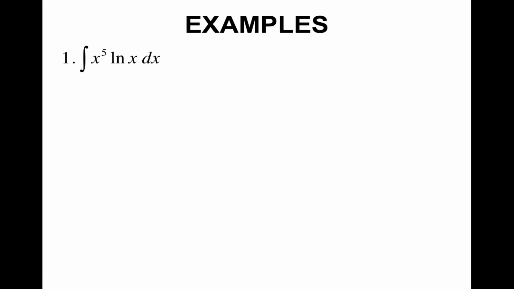Now for the u, you want to pick the function whose derivative would be simpler than itself. In this case, the function whose derivative is simpler than itself would actually be the natural log of x. And so I'm going to let u equal the natural log of x. So that means the dv is equal to x to the fifth times dx.